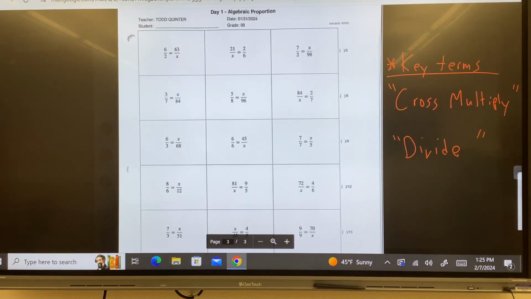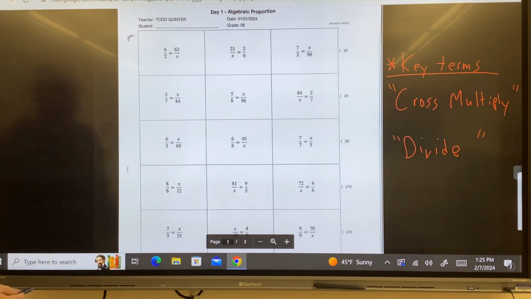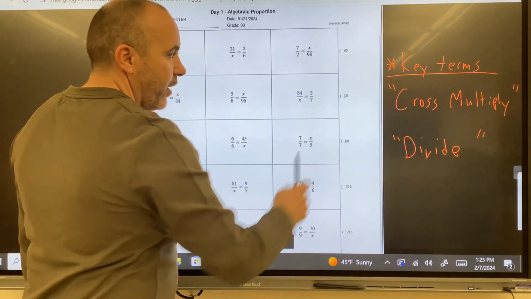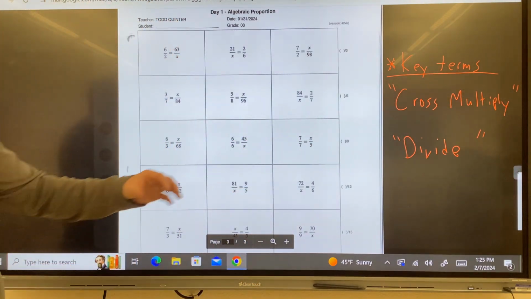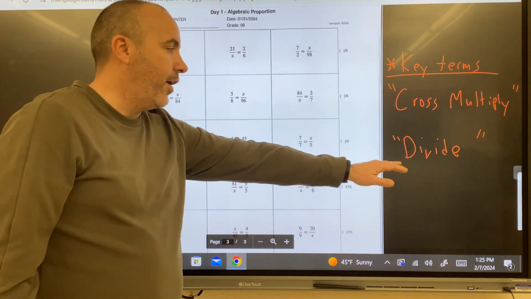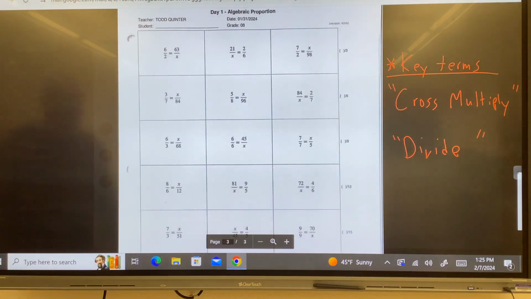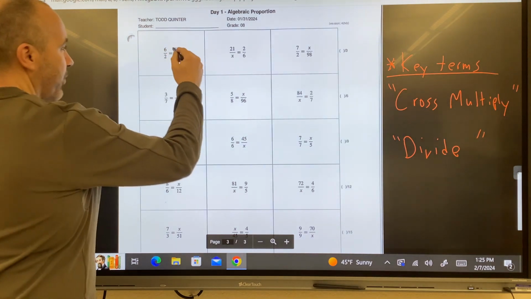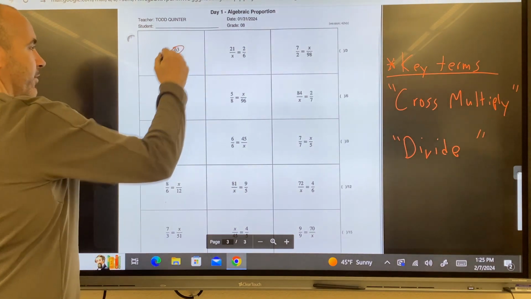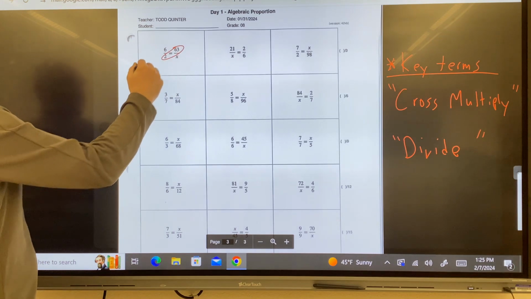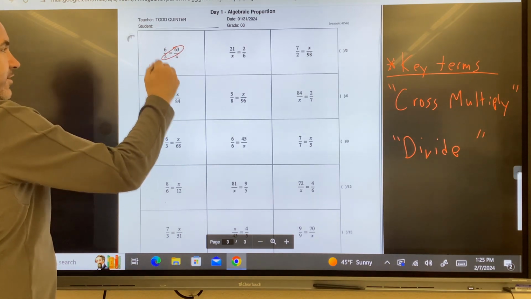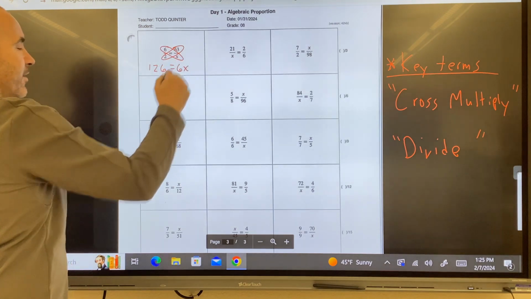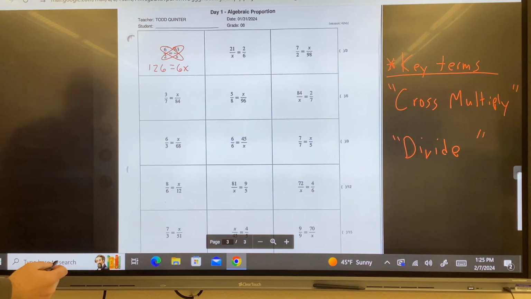When looking at the spring math topic of algebraic proportions, one thing that will always work is cross multiplication. So when we're doing that, some key terms used are cross multiplying, and then we'll have to divide as the inverse operation. Cross multiplying means multiplying diagonally. So we're going to take 2 times 63 is 126, and then we're going to multiply 6 times x and get 6x. So that means they're equal to each other, all right?